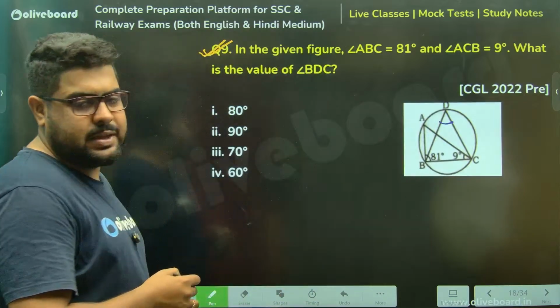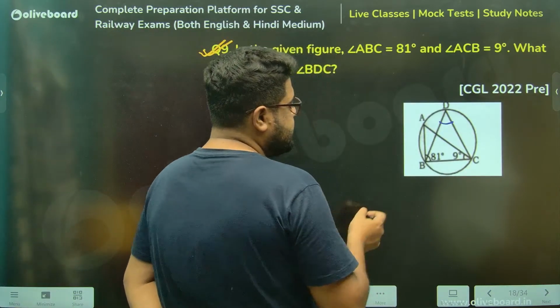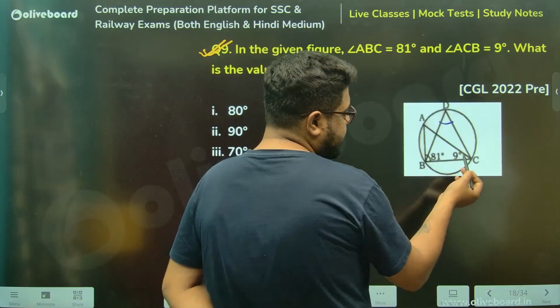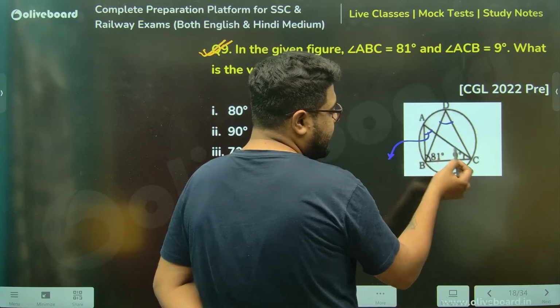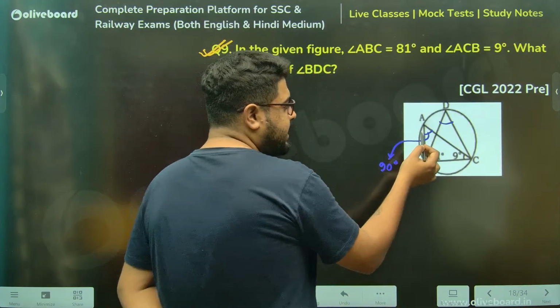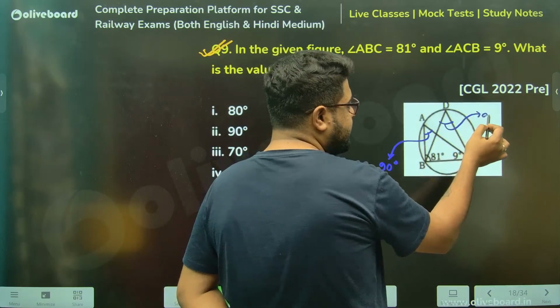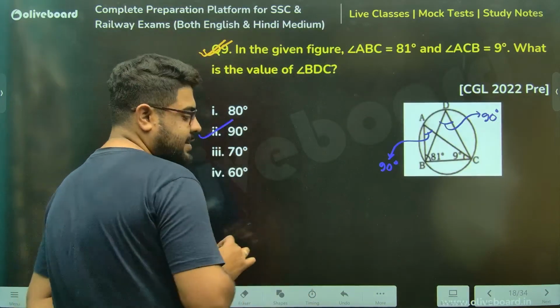BDC, sir. Just a second, look. Sir, if this is 81 degrees and this is 9 degrees, this angle you can figure out. 81 plus 9, so this must be 90 degrees, sir. And whatever this angle is must be the same. So it has to be 90 degrees only. So option 2 is the answer.